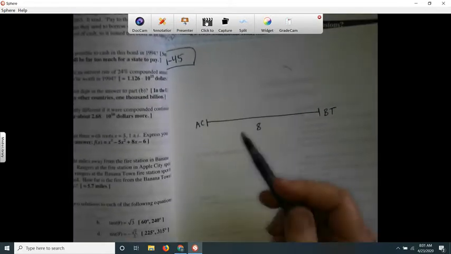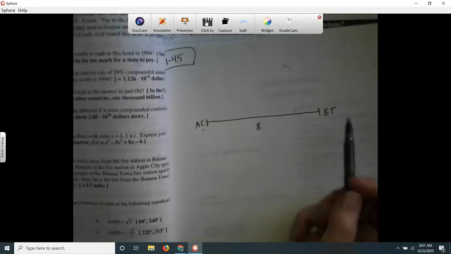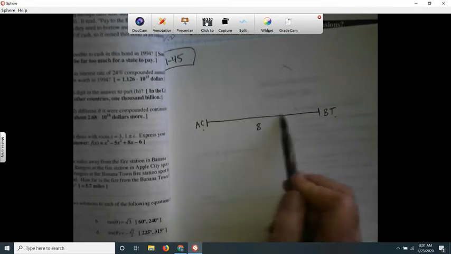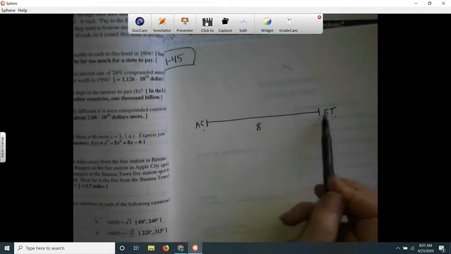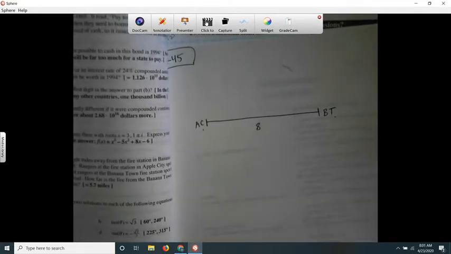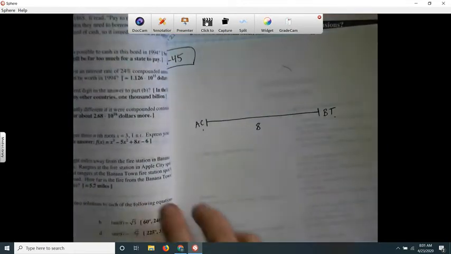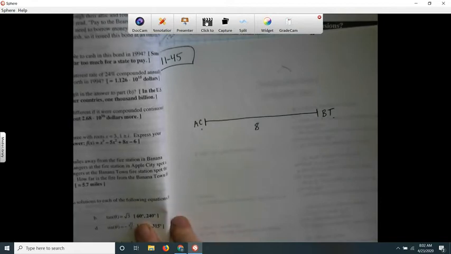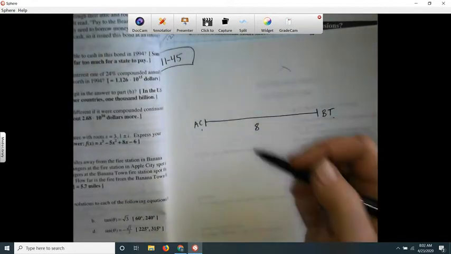So they told me that Apple City and Banana Town have a road that runs east and west, and that they're 8 miles apart. So I just drew a diagram. And then they say that there's a fire and that Apple City can see that fire at 44 degrees northeast of the road.